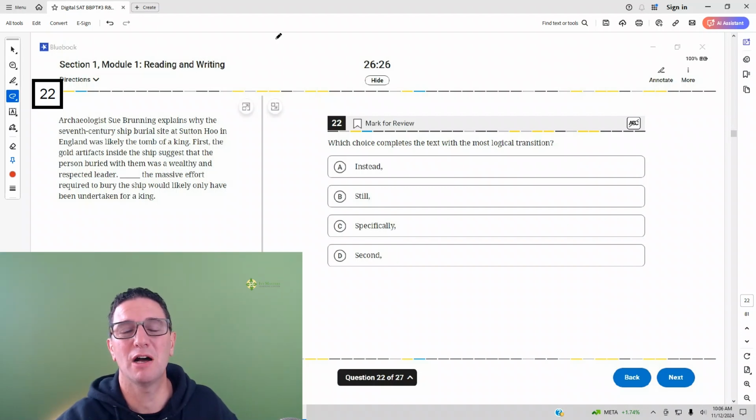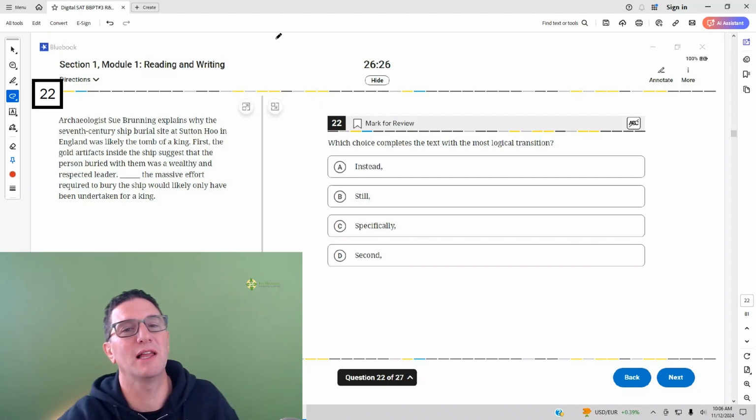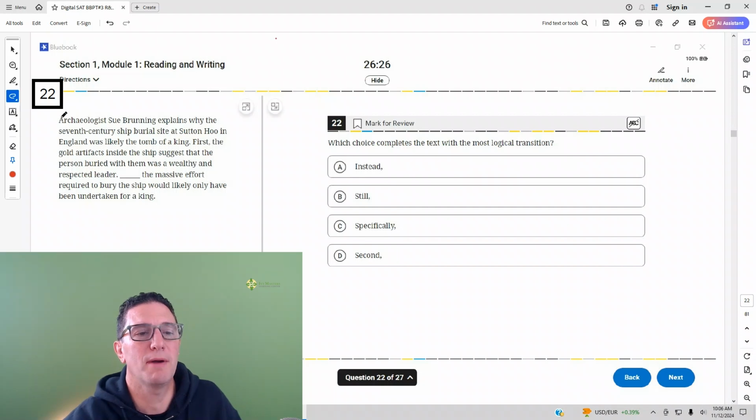Today we're going to look at the 22nd question from Digital SAT Test 3, Module 1. Number 22 reads, which choice completes the text with the most logical transition? When that's the question, you want to determine whether what comes before and after the blank shows similarity or difference. We go to the paragraph.